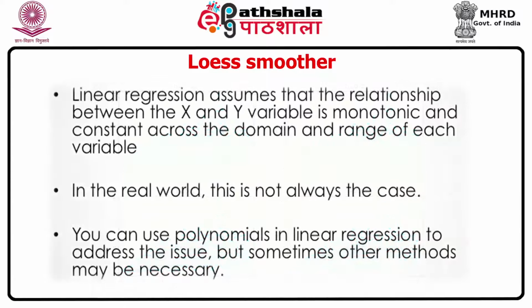So more generally, we can define something called a Loess smoother. Note that linear regression assumes that the relation between x and y is linear, or if not linear, it could be polynomial, but it is necessarily monotonic and constant across the domain and range of each variable.